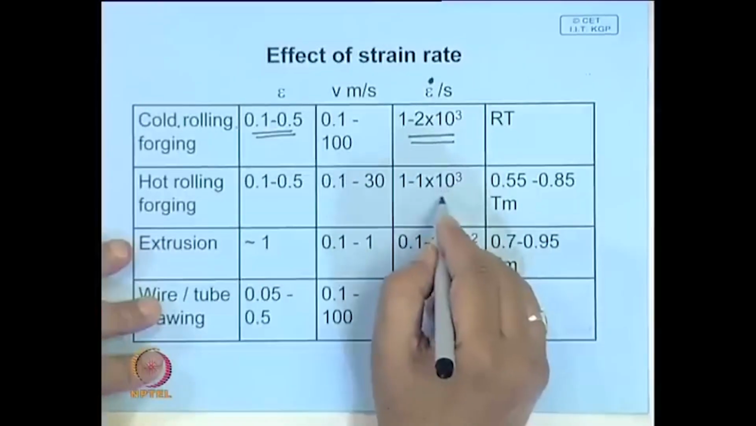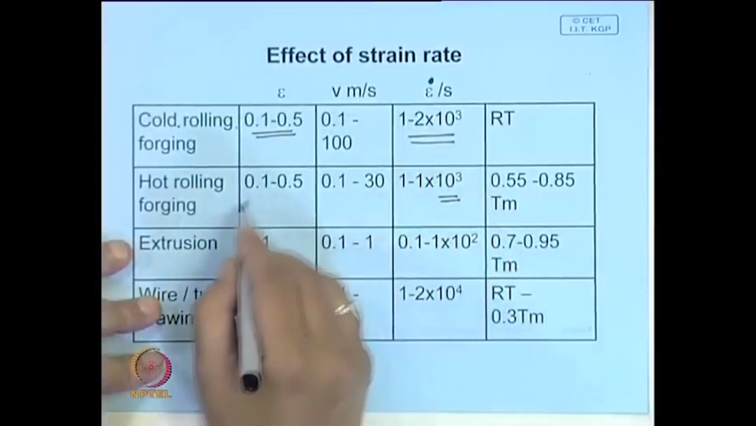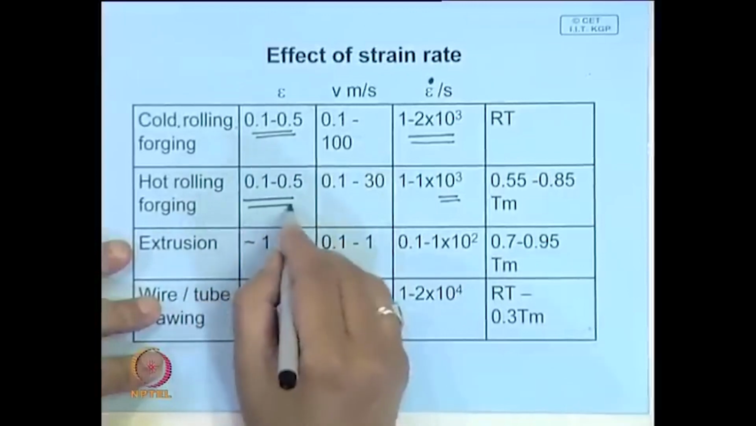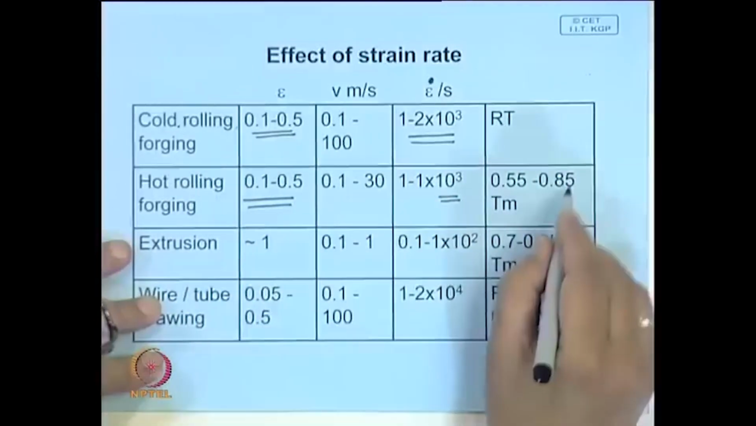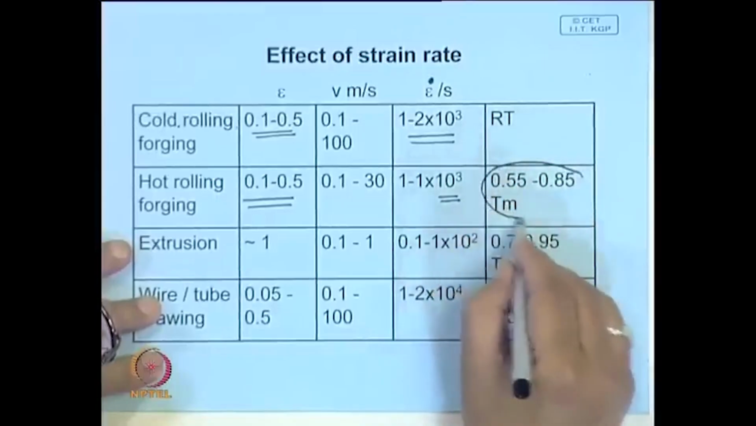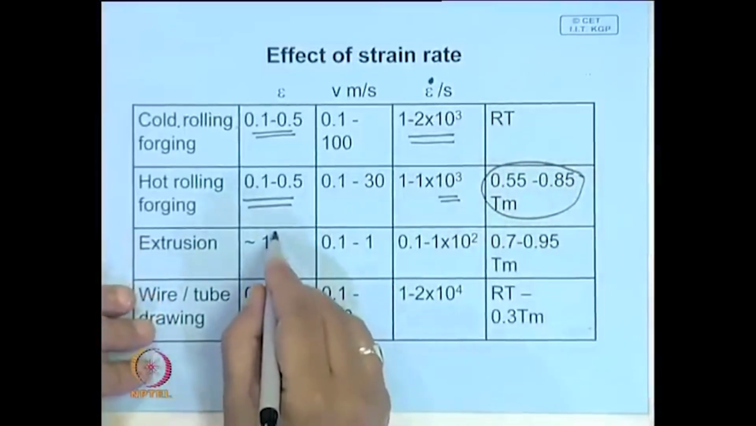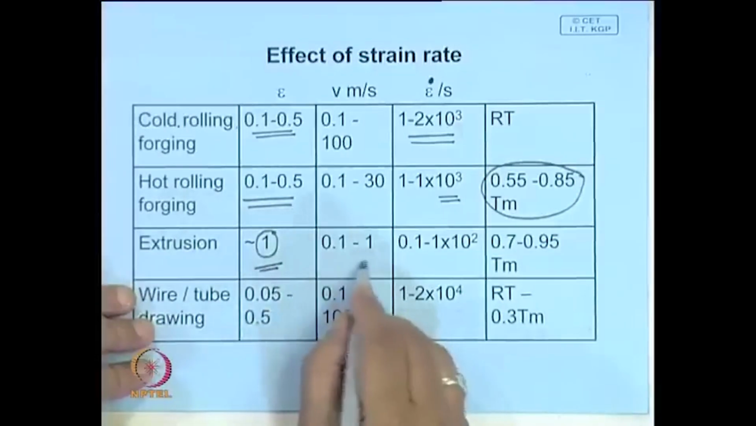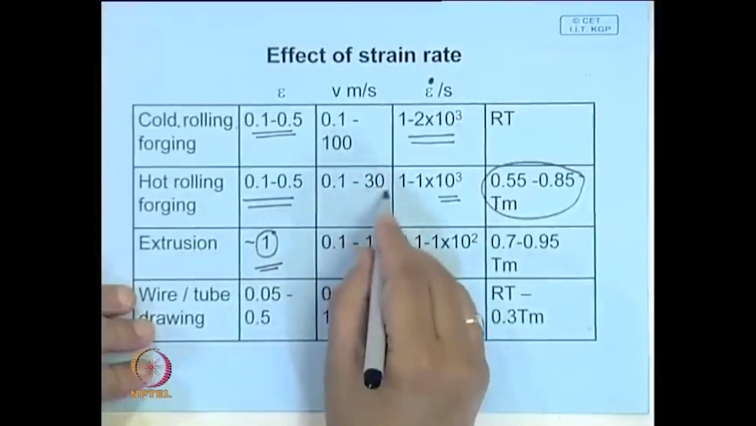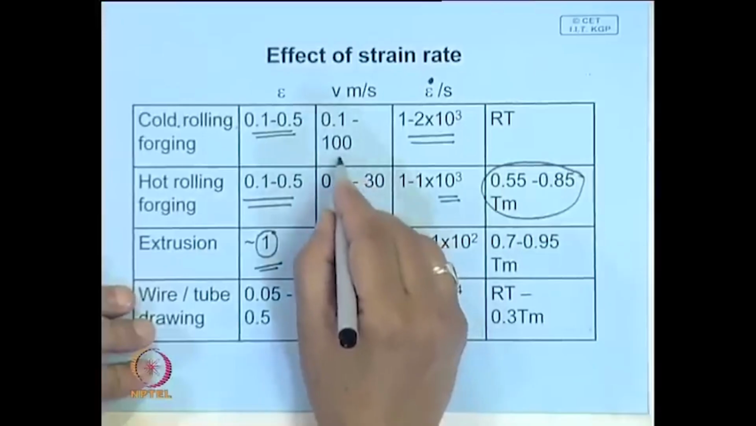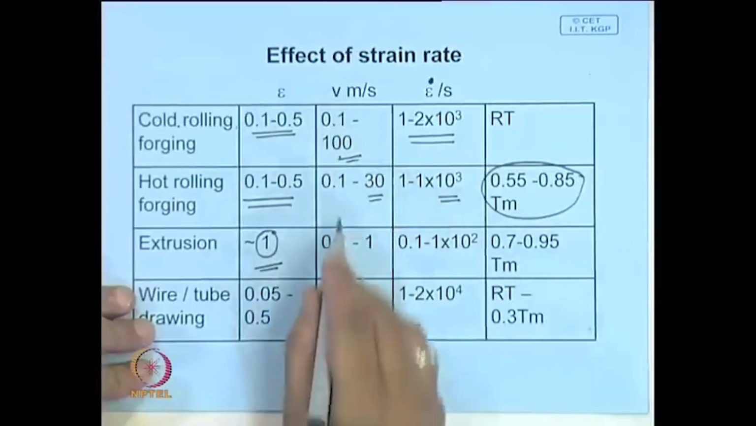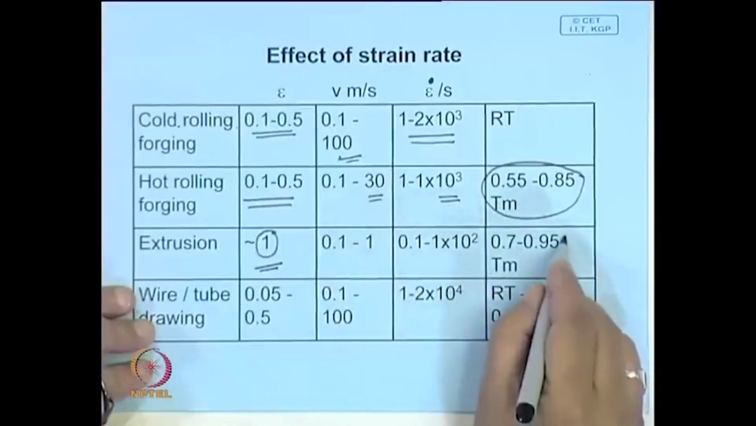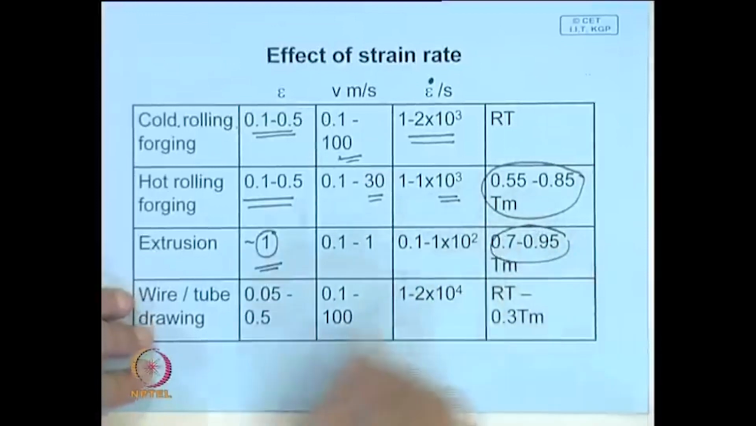Hot rolling also the strain rate may be same, and the amount of strain is also same, but it takes place at a much higher temperature. Extrusion, the total amount of strain that can be given is much higher. The velocity is not as high as in case of cold working or hot forging or hot rolling, but the temperature at which extrusion is done is much higher.